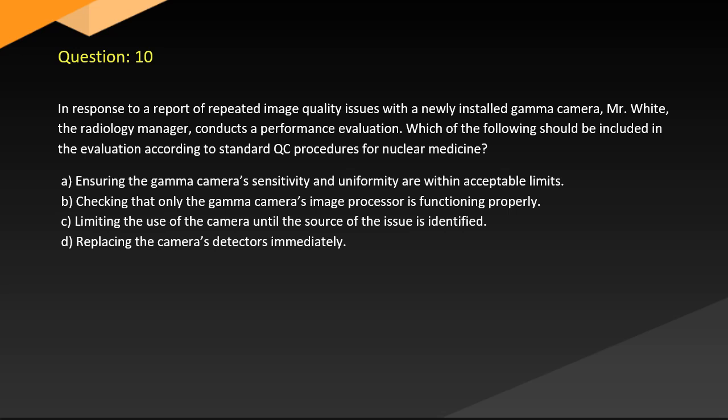A. Ensuring the gamma camera's sensitivity and uniformity are within acceptable limits. B. Checking that only the gamma camera's image processor is functioning properly. C. Limiting the use of the camera until the source of the issue is identified. D. Replacing the camera's detectors immediately.